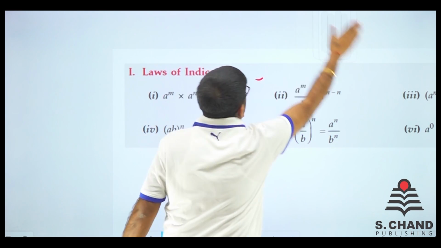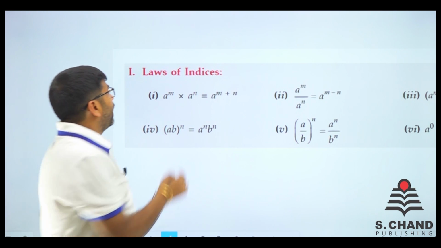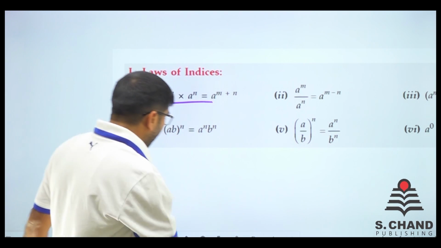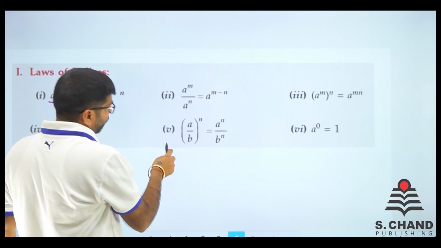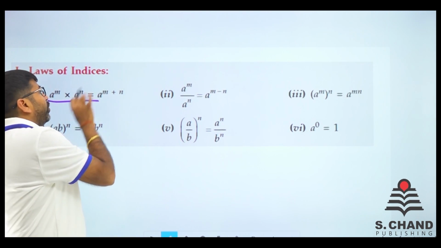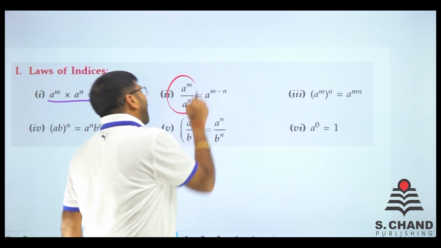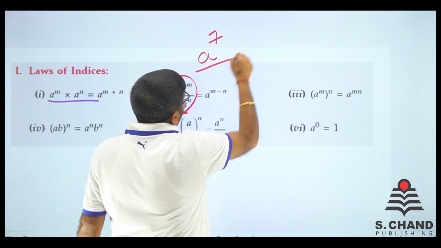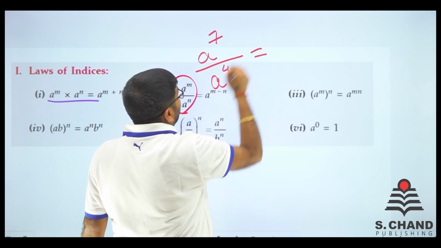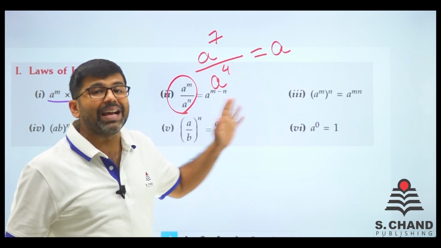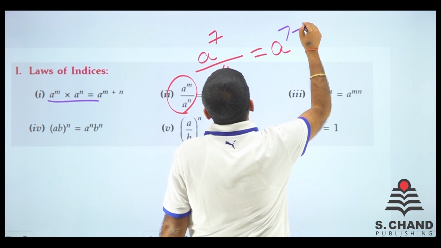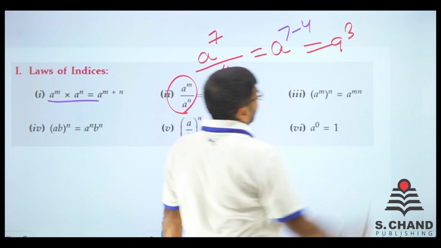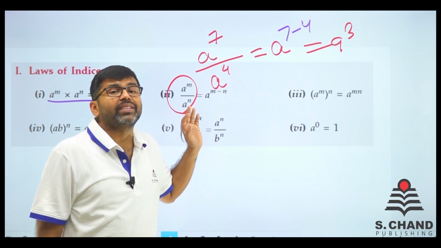So in the laws of indices, we have the same bases and some operations on the indices part. There's one more formula. If there is multiplication, we add the powers. If there is division, then we subtract them. Say a raised to power 7 divided by a raised to power 4. Put the base as a and just subtract: 7 minus 4, that is a raised to power 3, that is a cube. A very simple formula.